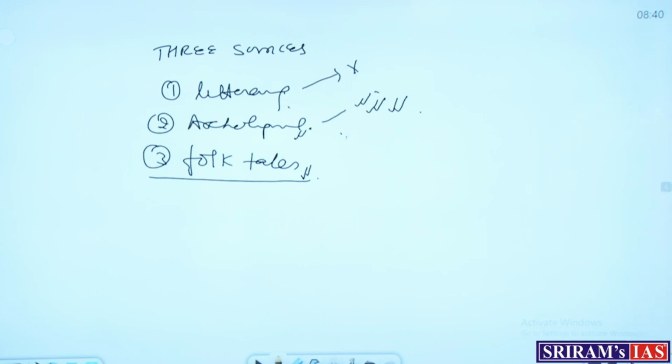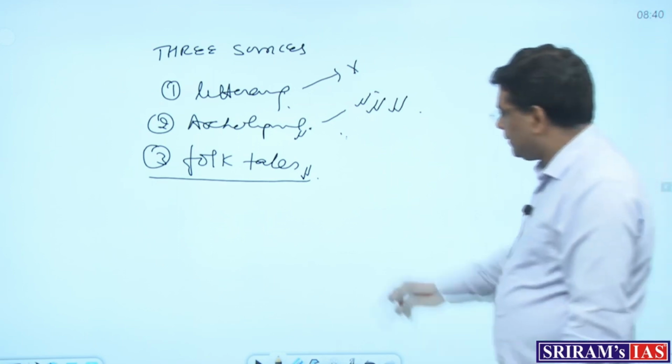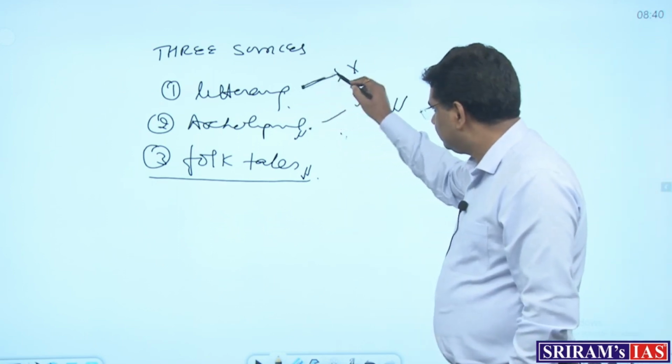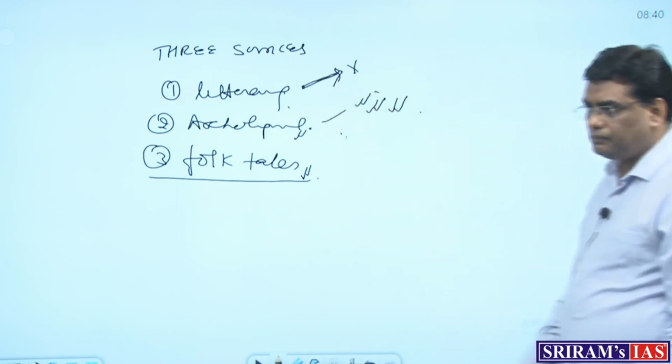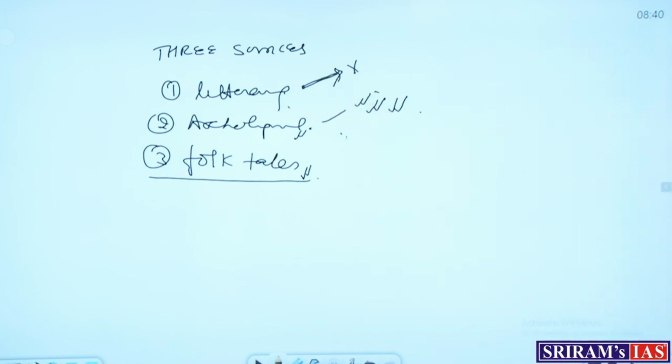Fine. Okay. So archaeology and literature. If there is no archaeology, then we will go for literature. And if there is a gap in the literature, we take the help of folk tales. Hanuman ji aaye the. And then we connect the dots.